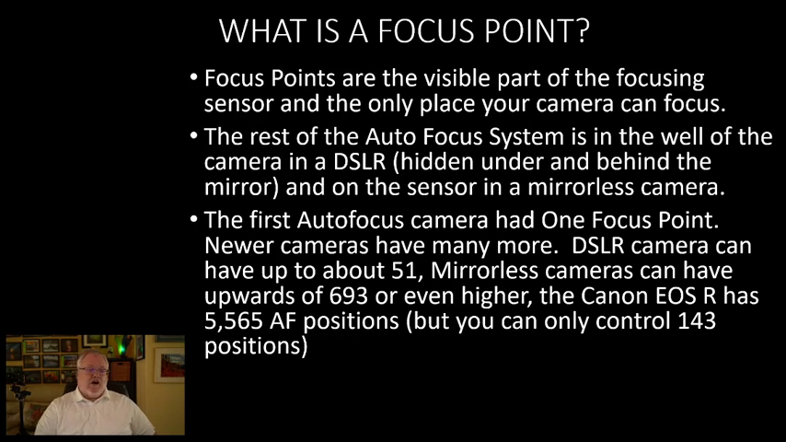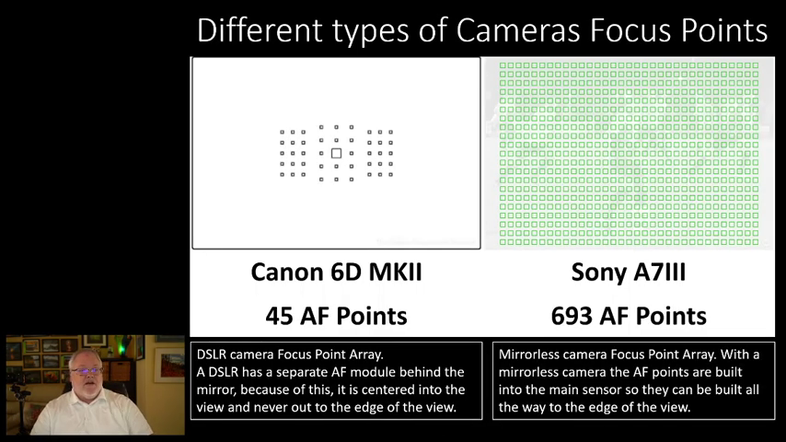The Canon EOS R technically has 5,565 autofocus positions. They don't call them points, but you can only control 143 of them. But it does have, and with a mirrorless camera, as you can see, they're spread almost edge to edge.